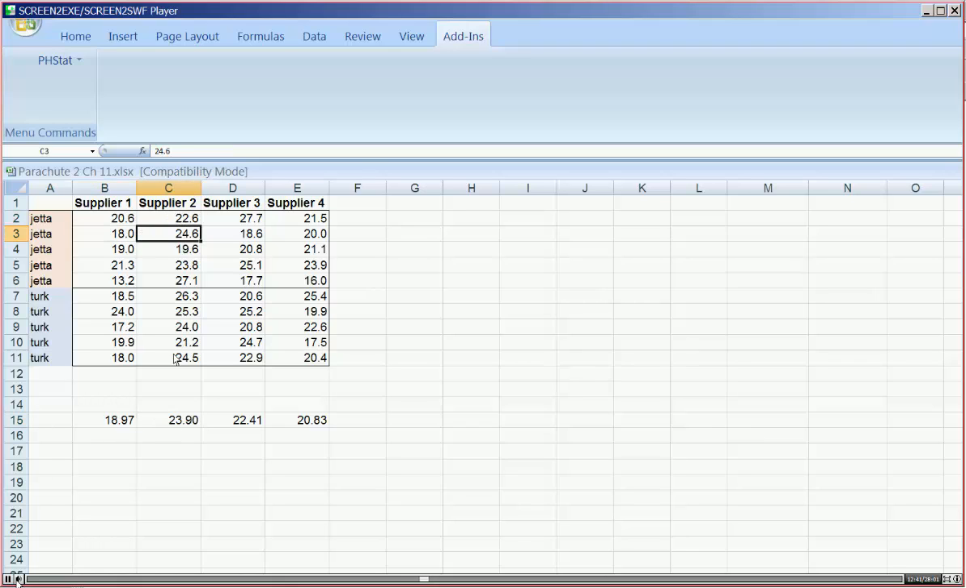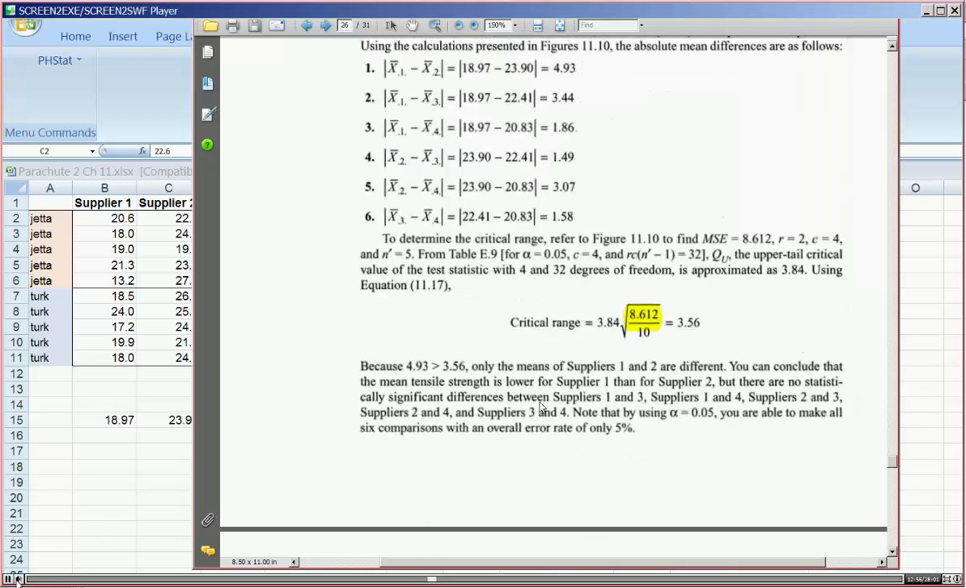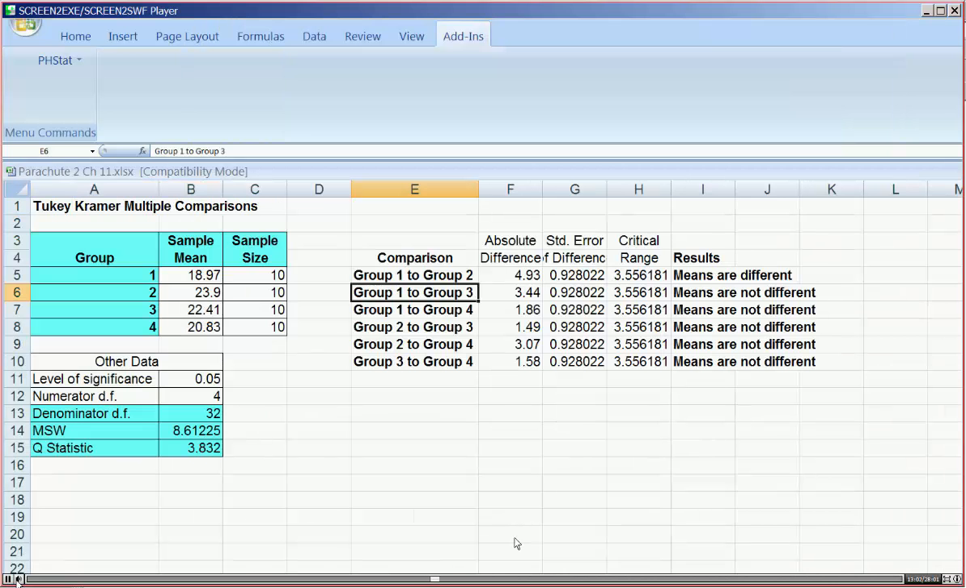These two significant differences, this one and this one, lead us to select supplier 2 because obviously it has the highest tensile strength for its fibers on both looms. And the critical range was less for this situation. Oh, actually, I was wrong. This was the only different one, group 1 to group 2. Group 1 to group 2. So it makes it easier to pick supplier 2. Group 2 is supplier 2. You don't have to think about anything else anymore. Very good.